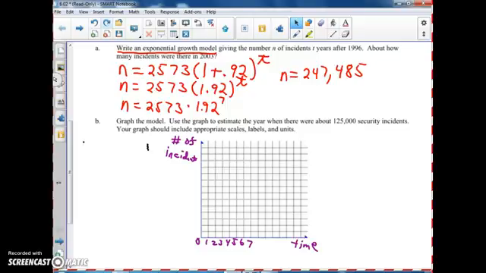Now this is the tough part I'm going to talk about. This is the part that gets a little challenging. Is everybody good so far with the graph? Now we have to get to the second part of this, which is the y-axis and scaling the graph. Let me ask you something here. At 7 years, how many incidents were there?